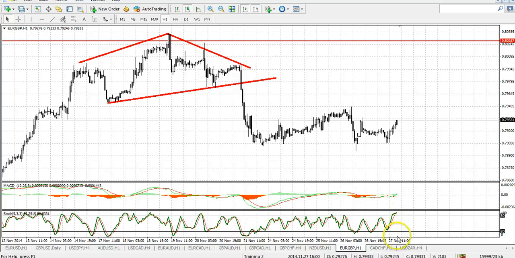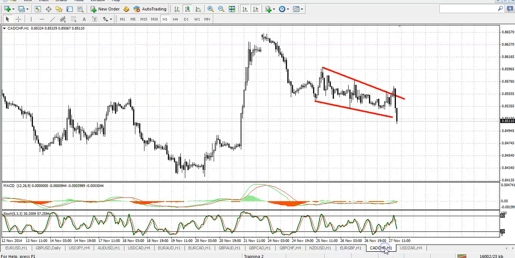Okay, just looking back. Other than this, nothing really I want to discuss. Okay, here's the CAD franc. We were also looking at this one maybe, but now this is a falling wedge. Excuse me for that. A falling wedge is normally supposed to break up.